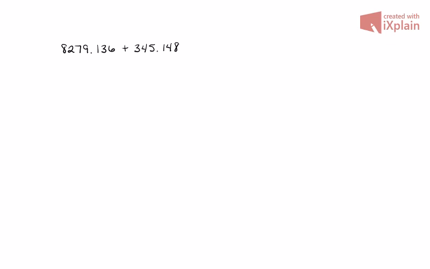So to begin, say we have the problem 8,279 and 136 thousandths plus 345 and 148 thousandths. We want to go ahead and add these together. So what I would encourage you to do is maybe do a vertical stack. In other words, take your 8,279 and 136 thousandths and stack that on top of your 345 and 148 thousandths.